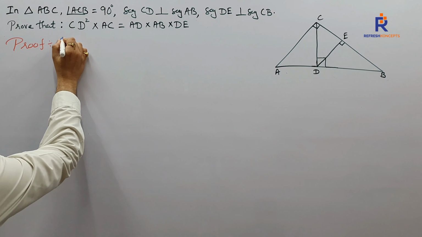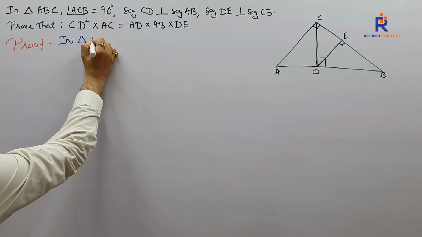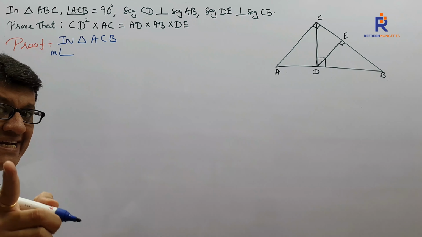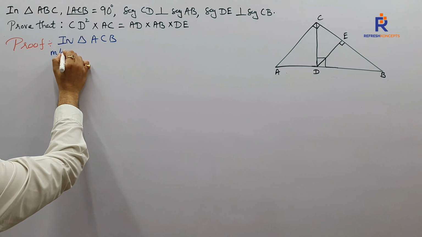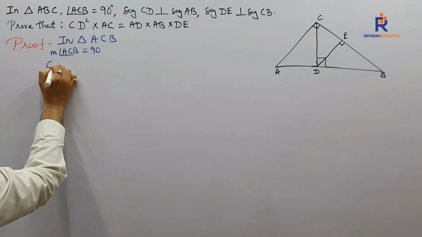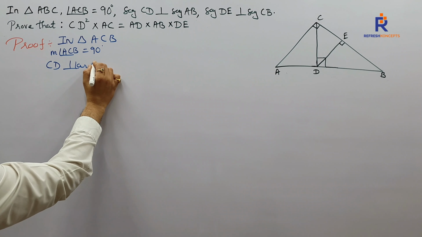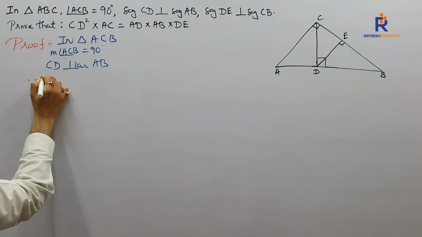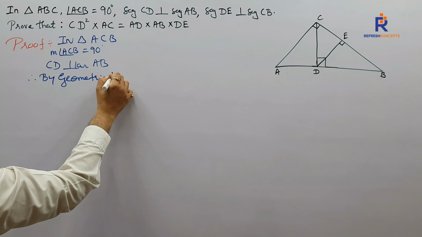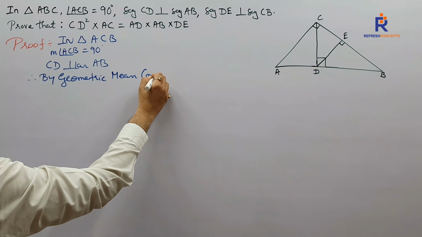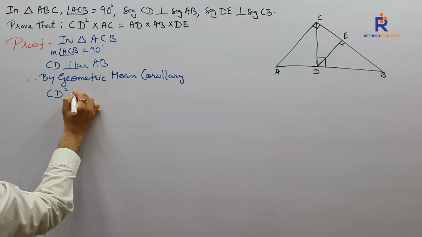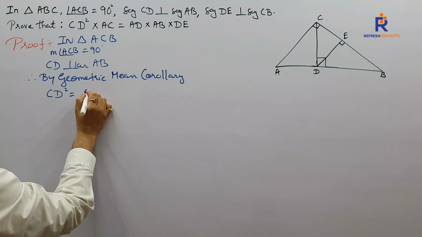So in triangle ACB, we have to write down both the necessary conditions for GMC. Measure angle ACB is equal to 90. Also, what is given to us? CD perpendicular to AB. Therefore, by geometric mean corollary, what can I say? CD square is AD into DB.